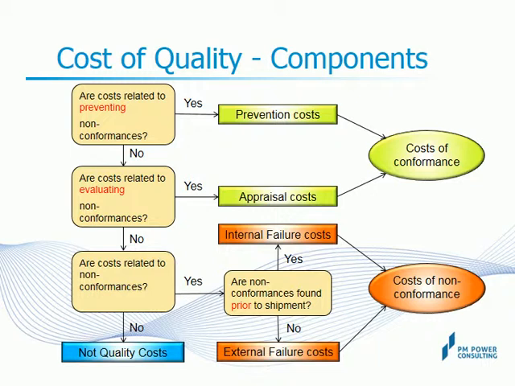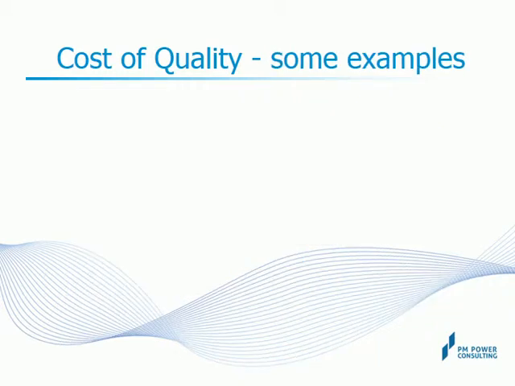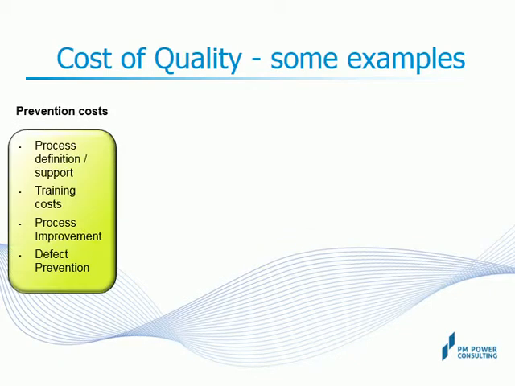Hope you are clear on the various components of costs of quality, as well as the difference between COQ and costs of production. We will now look at some specific examples for each of the components of cost of quality. Now that we have seen what the various components of cost of quality are, let us look at some examples for each category. Let us start with prevention costs. These are costs aimed at preventing non-conformances in the first place.